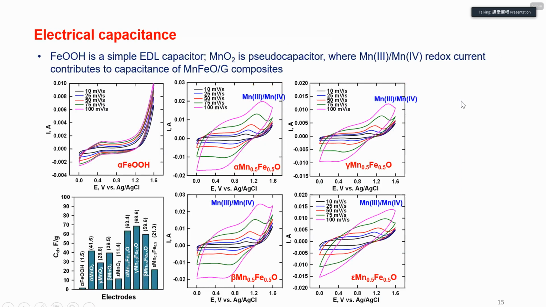All right, in this voltammetry, you see the simple FeOH behaves like a double-layer capacitor, except for oxygen evolution at a high potential. But for the MnO2 composite, there is a reversible peak accounting for the phase transformation of the MnO2 for all the polymorphs. When we estimate the capacitance, the FeOH shows very small capacitance, but after the combination, the capacitance is greatly increased.